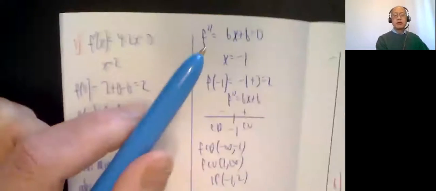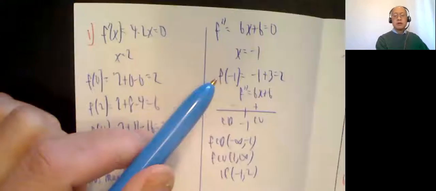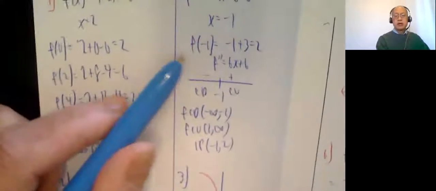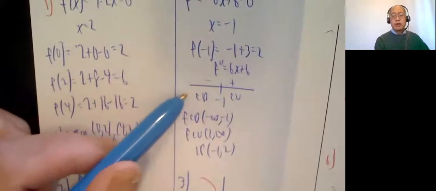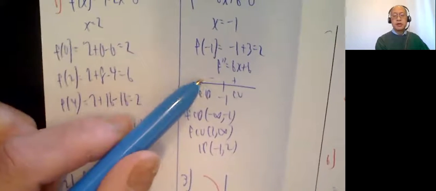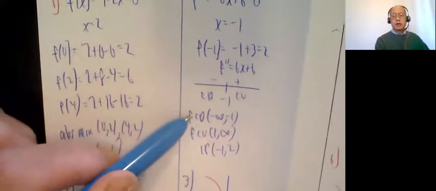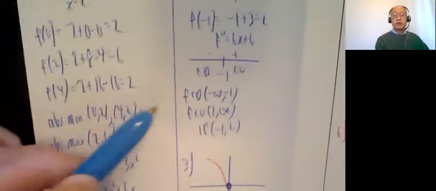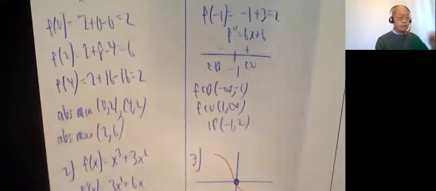F double prime equals 0 gives me x is negative 1. Plug in negative 1, you get negative 1 plus 3, which is 2. Sign chart for the second derivative. Plug in something over here like negative 2. This is negative. Plug in 0, it's positive. So concave down from negative infinity to negative 1. Concave up from negative 1 to infinity. Inflection point at (negative 1, 2).